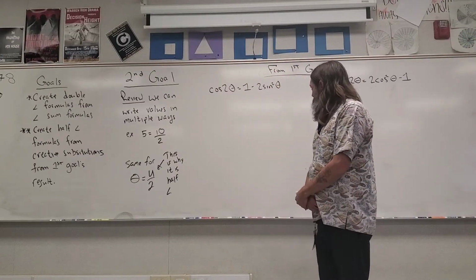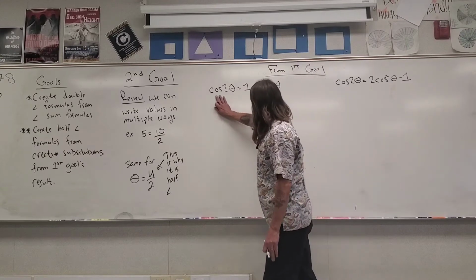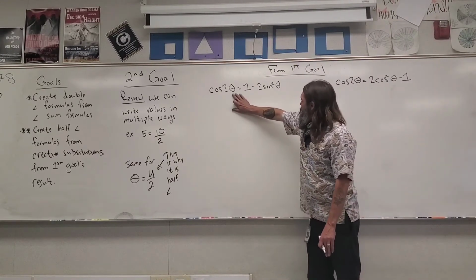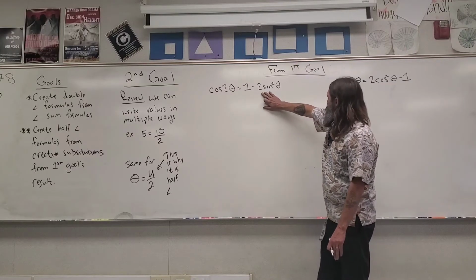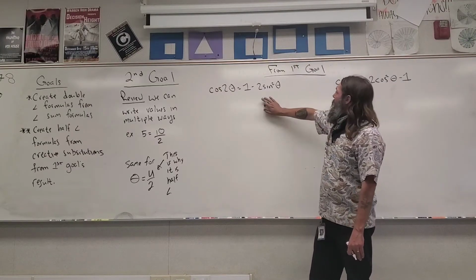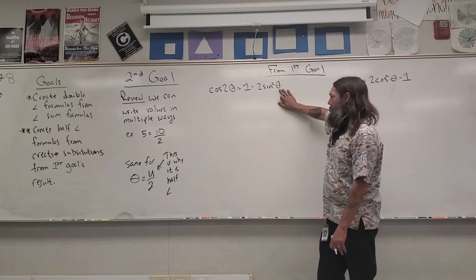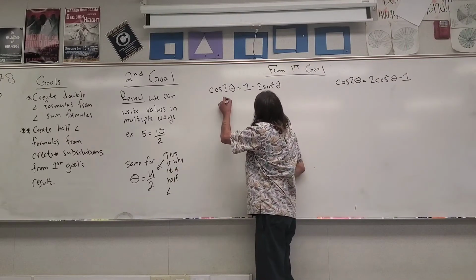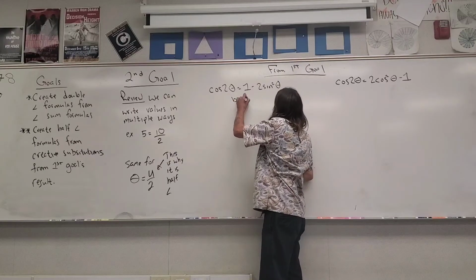All right, so we have one of our first results from the first goal. Cosine of 2 theta is equal to 1 minus 2 sine squared of theta. Now I'm going to replace theta with u over 2. So what we're going to do now is we get by substitution.